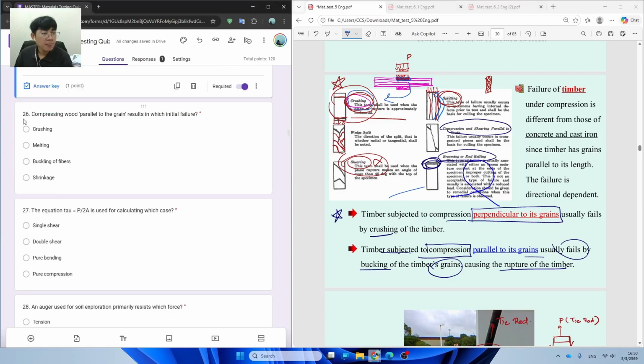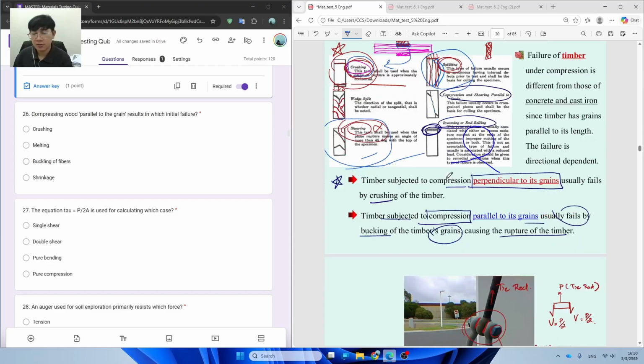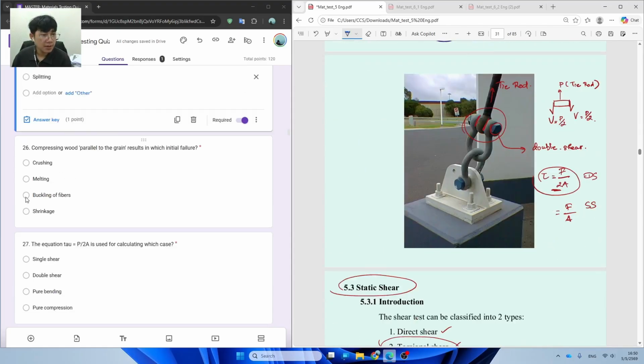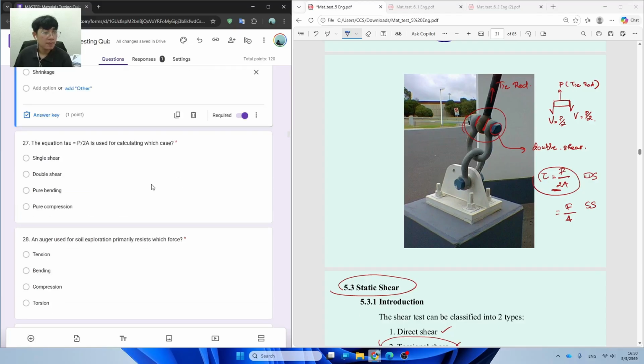And if we press it parallel to the grain, there are two modes that can happen. The first one is shearing, and the next one is splitting, the tensile test over here. All right, so just buckling of fibers over here.